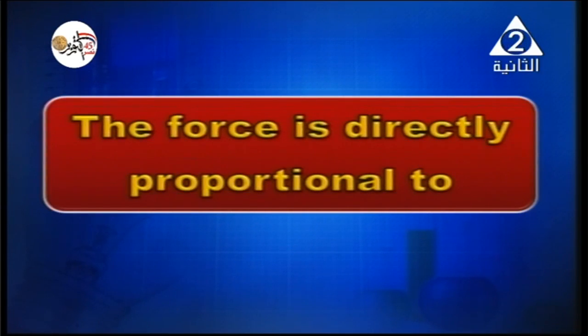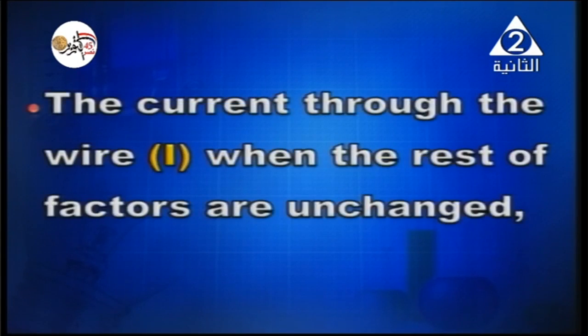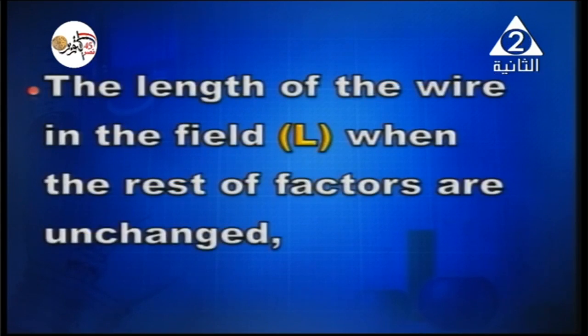First of all, the force is directly proportional to the current intensity, the current passing through the wire. So the force is directly proportional to the intensity when the rest of the factors are kept unchanged. Also, it is directly proportional to the length of the wire. The longer the wire, the greater the force. The longer the part of the wire in the field, the greater the magnetic force.